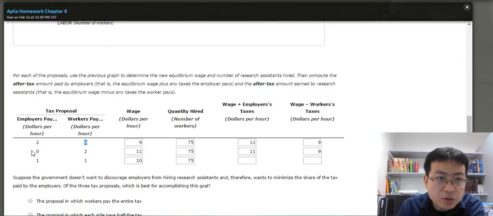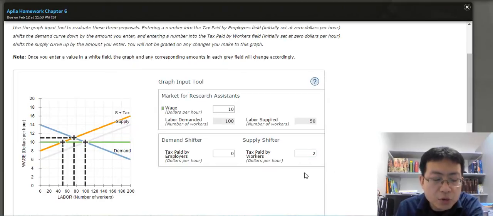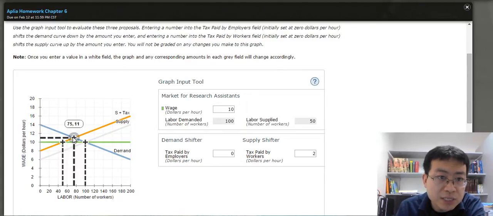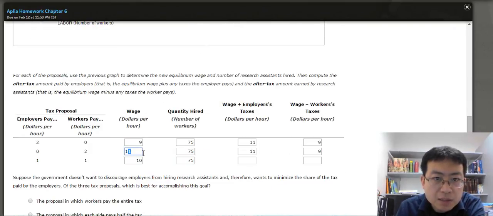And then second, we have the 0 and 2. So $0 paid by the employer, $2 paid by the workers. So now we have a new supply curve, the S plus tax. On the supply curve, our quantity changed to 75, and our new price is 11, which says the wage has now become $11.